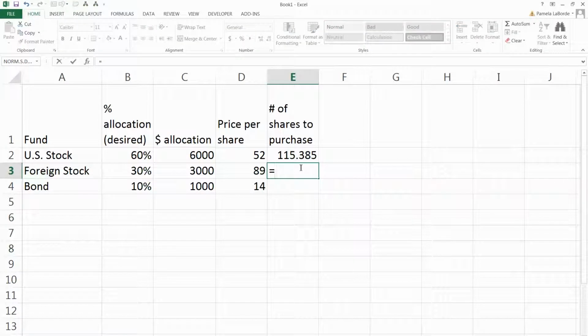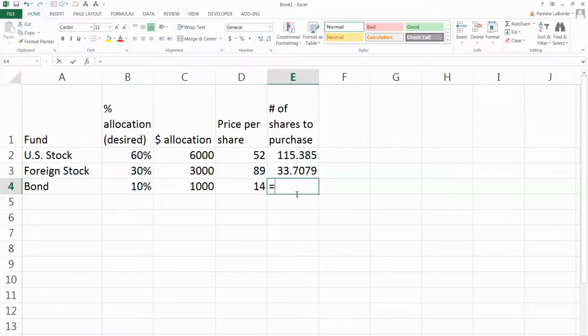For the foreign stock fund, I want to put $3,000 total in that, divide it by the current price of $89, and that will tell you how many shares to purchase of the foreign stock fund. And then for the bond fund, I want to invest $1,000 in that. It costs $14 a share, so divide 1,000 by 14 to get the number of shares you'd buy of the bond fund.